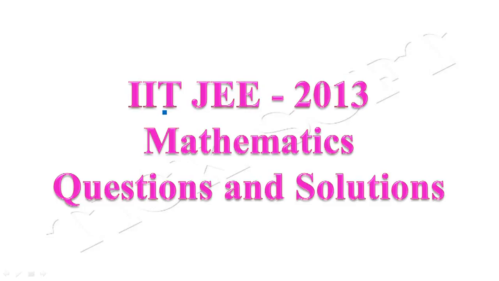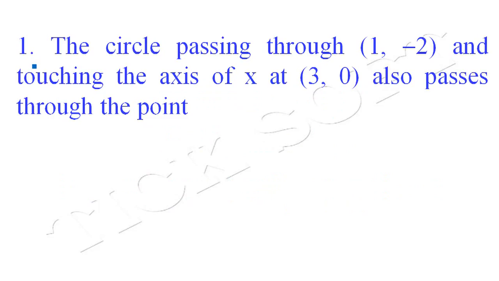Here we are going to see IIT JEE 2013 mathematics questions and solutions. Now the first question here is: the circle passing through (1, -2) and touching the axis of x at (3, 0) also passes through the point. Here, the circle passes through (1, -2) and (3, 0), and by using this we have to find one more point through which the circle is passing.